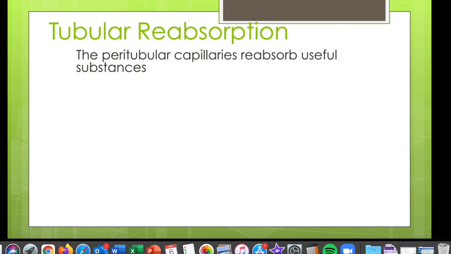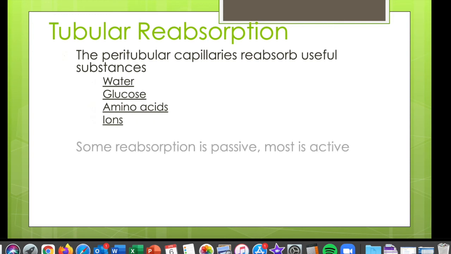Next, the next step of urine formation is tubular reabsorption. The peritubular capillaries are going to reabsorb anything that would still be useful to the body. That could include water, glucose, amino acids to help build proteins, ions, so maybe like sodium, for example. Some reabsorption is passive, meaning it's not going to require energy from the cells to be moved back into the blood, but most of it is active, so most of it will require energy to be used to allow these things to go from the renal tubules back into the blood supply.